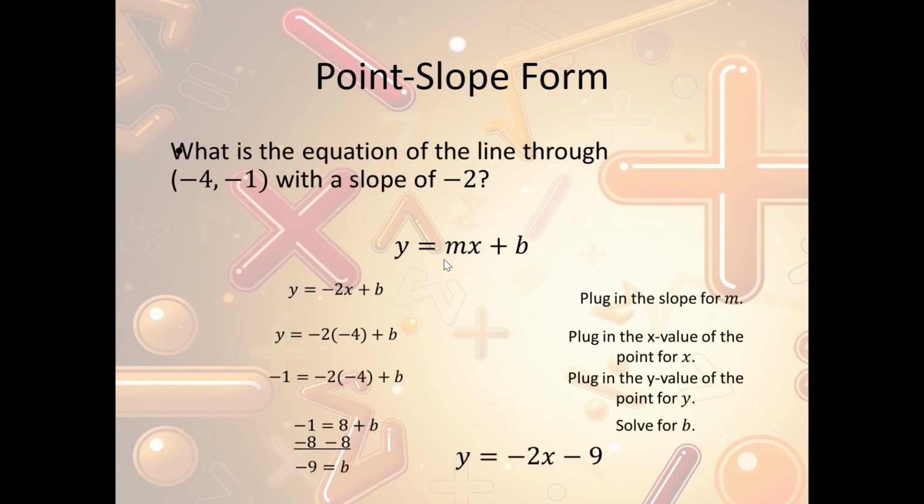Now we plug this back into our y = mx + b form. y = -2x, and then our b is -9, so it's minus 9.